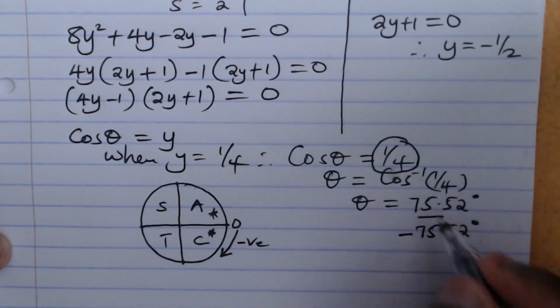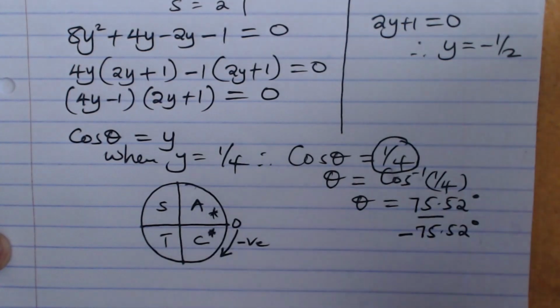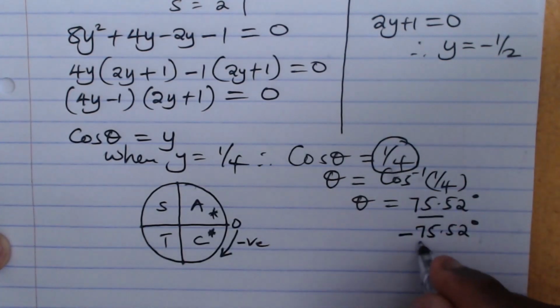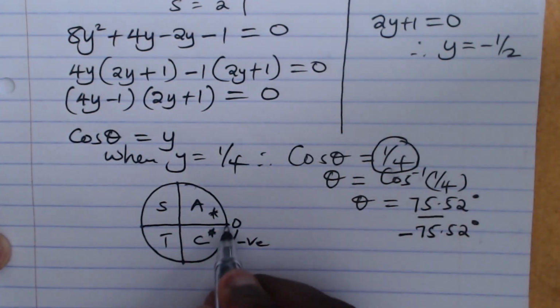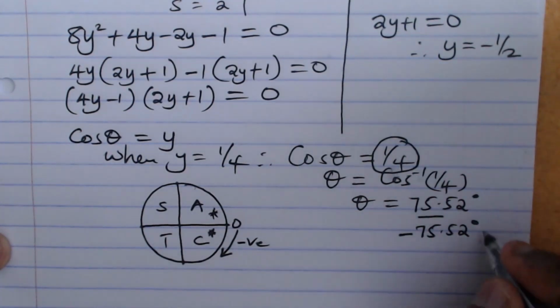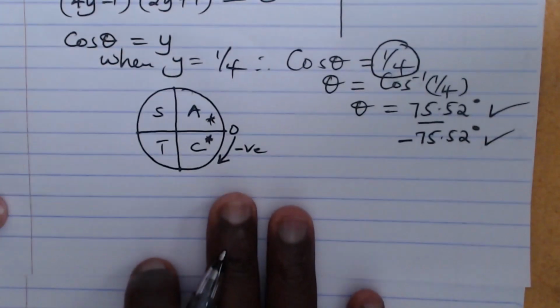So the first angle is 75.52, which falls in the first quadrant. Then, because of the range that you're given, theta should be greater than or equal to negative 180. So negative 75.52 is here: you measure from 0 in a clockwise direction, so it will be in the fourth quadrant. So we have two angles, this one and this one. Now we go to the other solution.